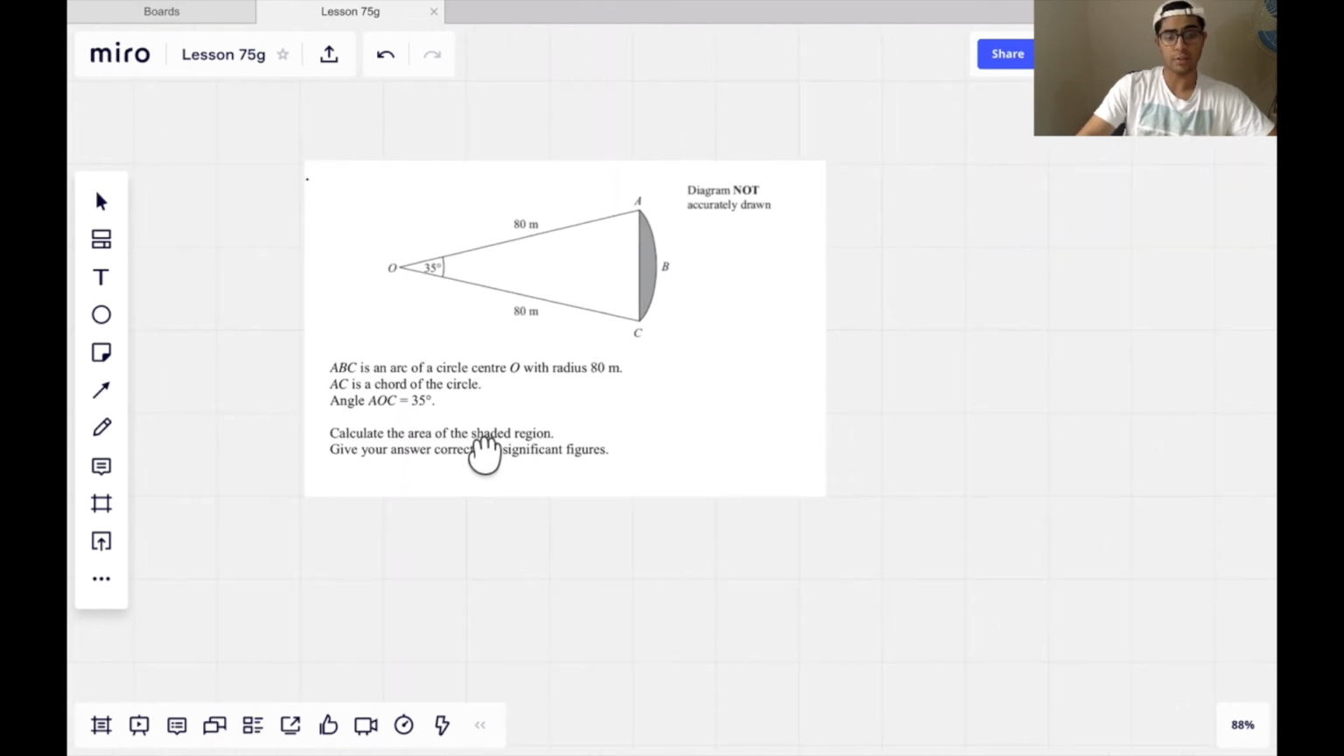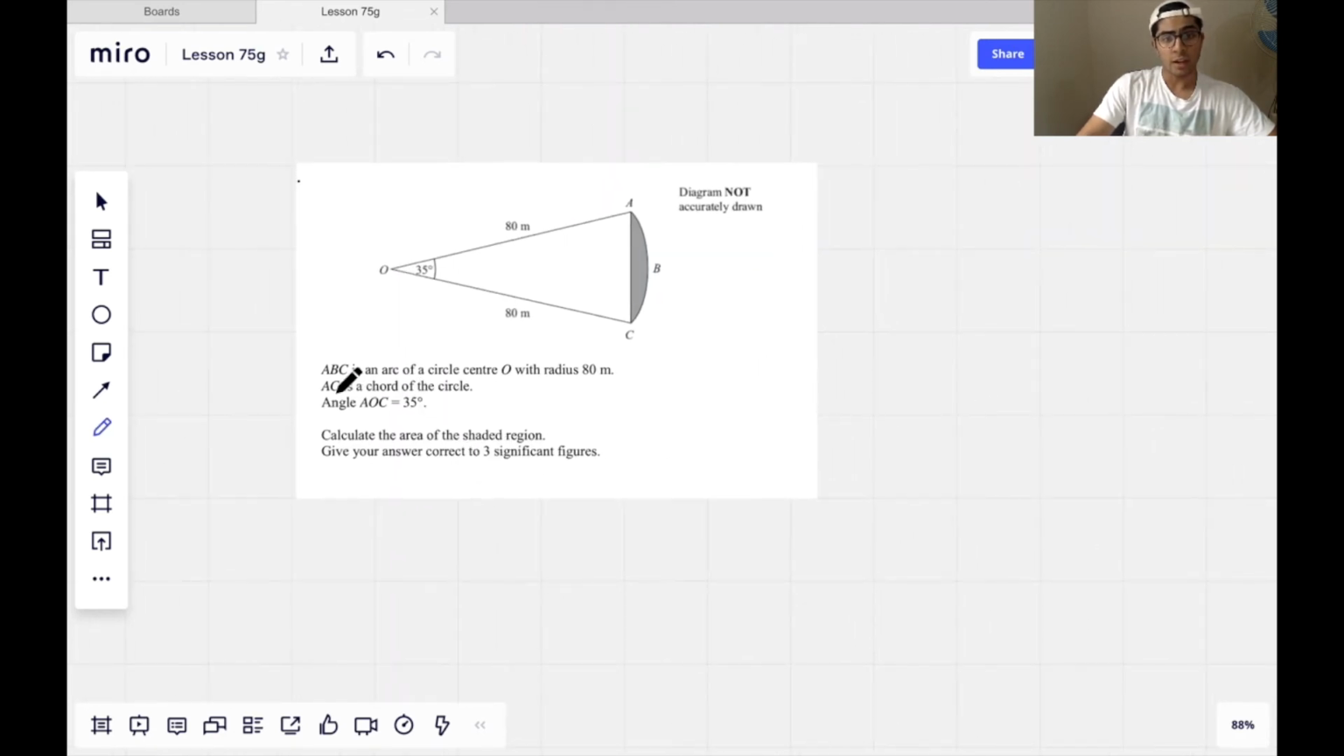We've got another question as well. This is a bit trickier. ABC is an arc of the circle center O with radius 80 meters. So ABC, this is the arc, as you can see. AC is a chord on the circle, so this is the chord, and angle AOC is 35 degrees. Calculate the area of the shaded region. Give your answer correct to 3 significant figures.